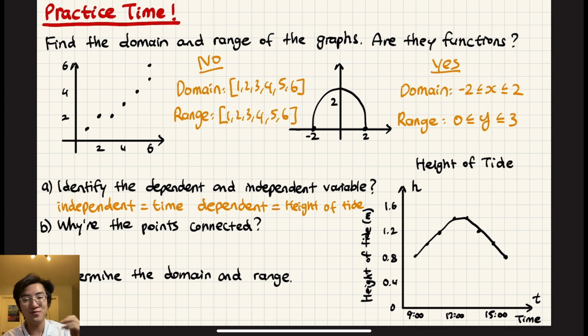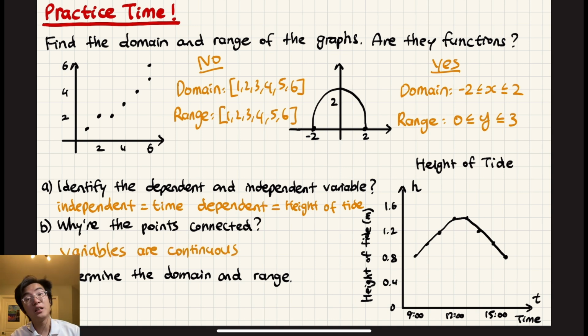We can have a time in between 9 o'clock and 9:01. We can have a measurement of the height of the tide between 10 meters and 10.1 meters. Everything in the middle can be included. Again, that's in contrast to the boats, because we cannot have 2.5 boats, but we can have 2.5 meters of a tide. That's why they're connected, because the variables are continuous.